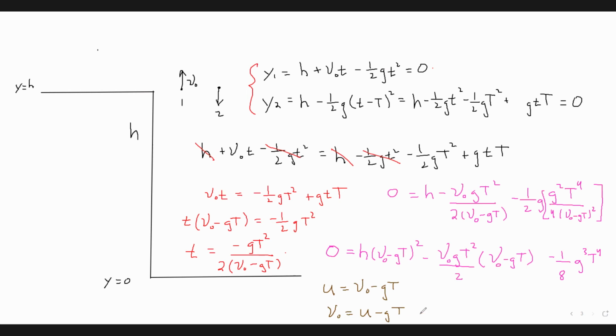You'll get an equation for U, solve it with the quadratic equation, subtract GT from it, and that gives you V naught. That'll give you the correct answer. So it's not as elegant as the answer in the solutions manual, but I think it's more straightforward. Now, parts B and C are a little different.